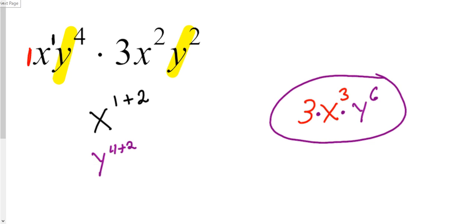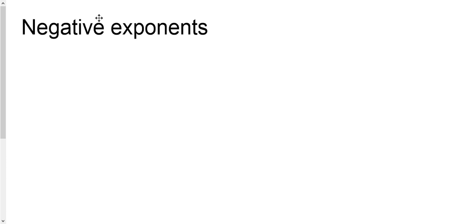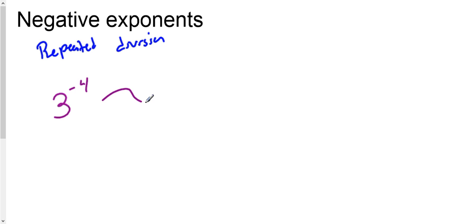So what we're going to introduce today are negative exponents. Positive exponents mean multiplication. Negative exponents actually mean repeated division. Biggest thing about negative exponents, if I have 3 to the negative 4th power, I would have 4 of these, but I'm actually going to flip them.